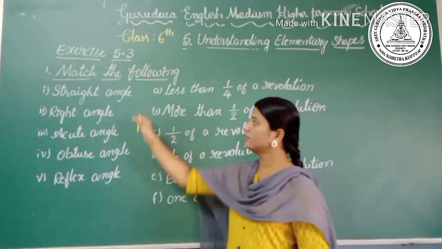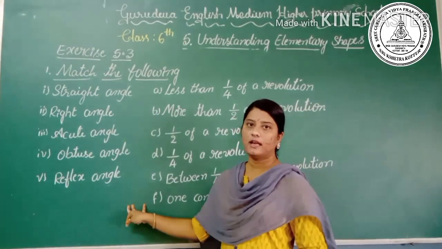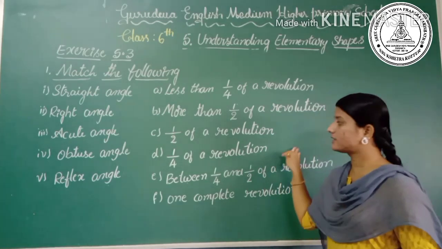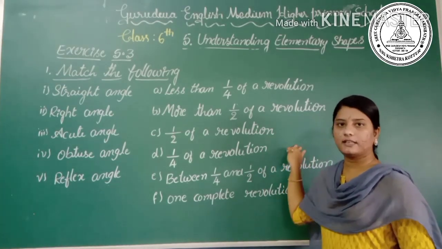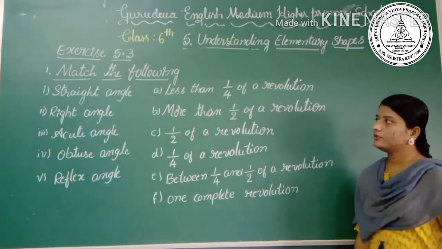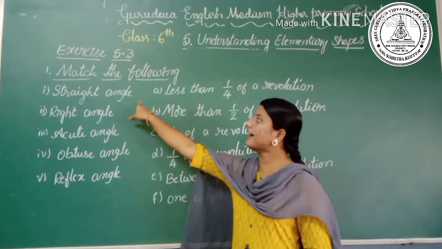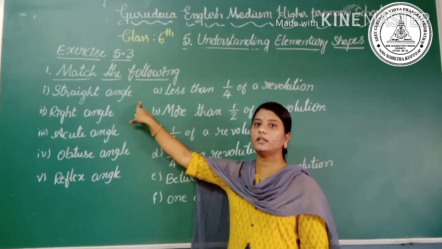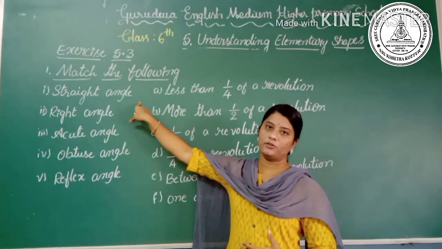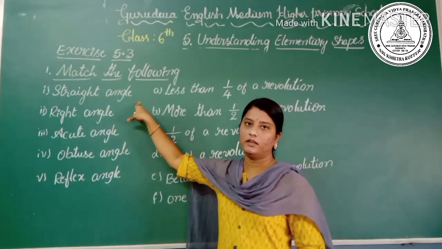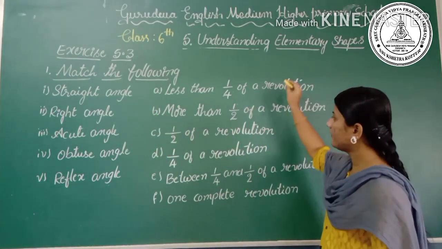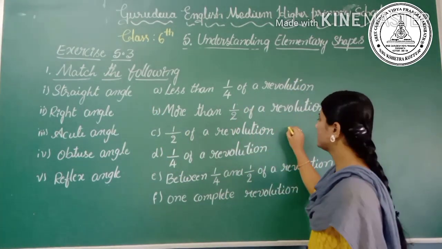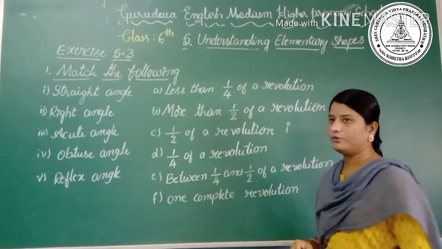So on one side they are given the angles, and on the other side they are given the number of revolutions. The first one is straight angle. Straight angle means it is half of a revolution, which takes two right angles. Where is half of a revolution? It is here. It is half of a revolution.